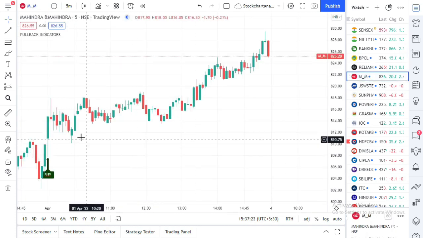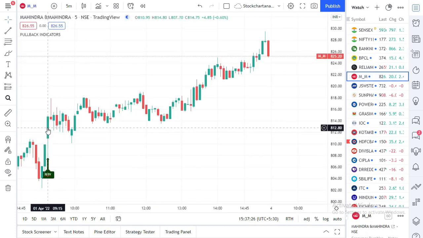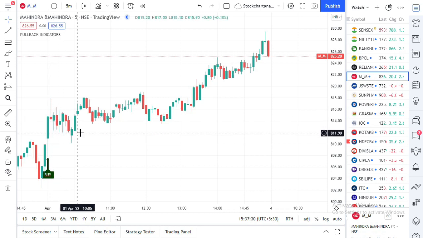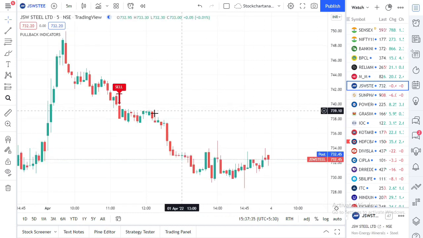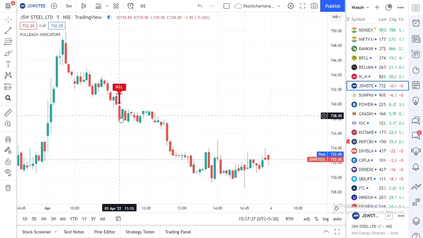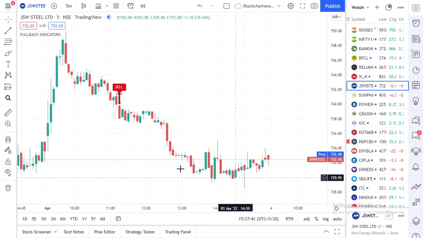This is M&M. In M&M, we got a buy signal here, and this candle has given us the confirmation, and M&M also had a very big uptrend. Then we have JSW. In JSW, we got a sell signal here, and this candle has given us the confirmation, and in JSW also we made a small profit.